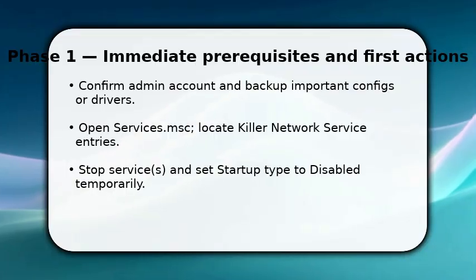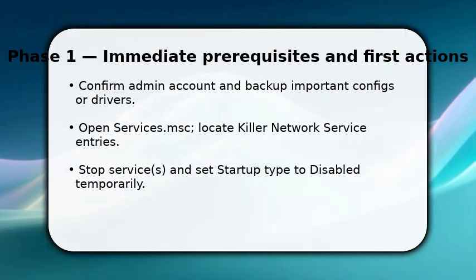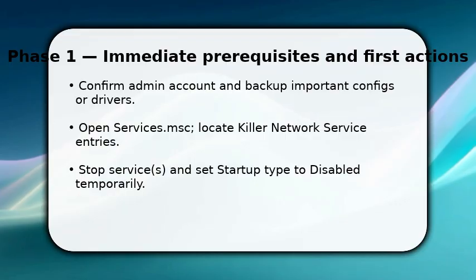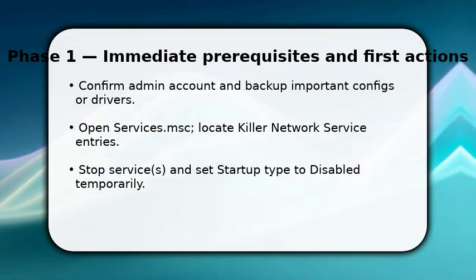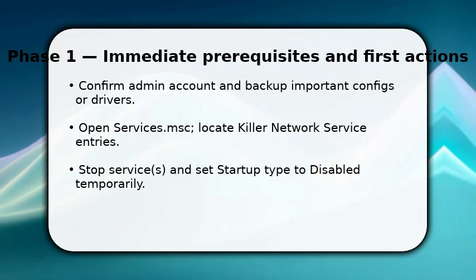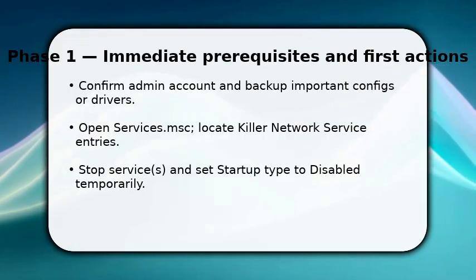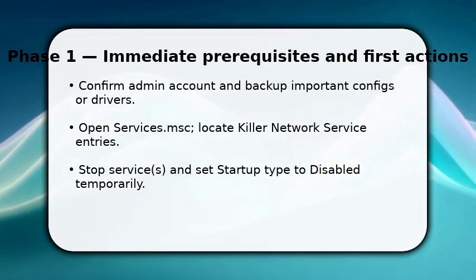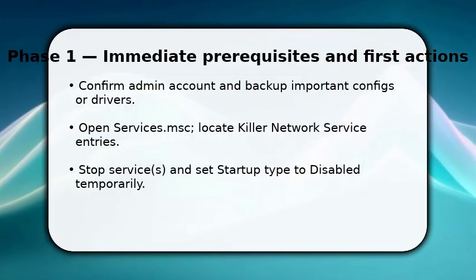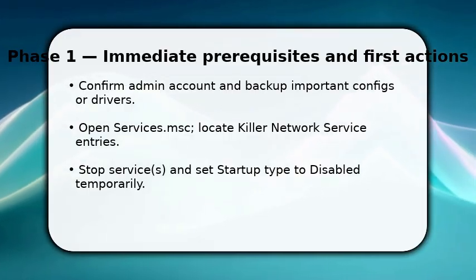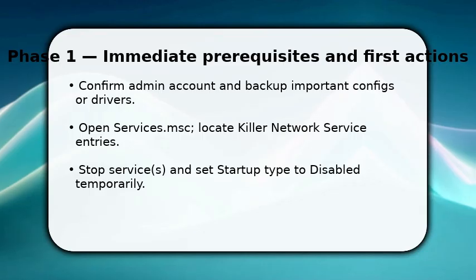You start by confirming you have an administrator account and a quick backup of any network configs. This avoids accidental loss. Open services.msc now, find every Killer Network Service instance and stop them immediately so they do not block files. Once done, set their startup type to disabled to prevent auto-restart while you uninstall.